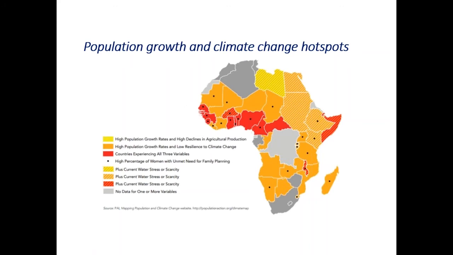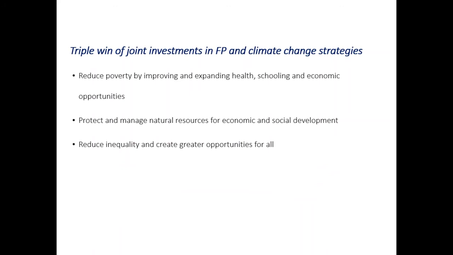This particular slide is showing you the stress, the population growth, and the connection between population growth and climate change in Africa, and we're calling this the climate change hotspot. As you can see, most of the countries are affected. In yellow, you have countries that have high population growth rates and high decline in agricultural production. In orange, you have high population growth rates and low resilience to climate change. And in red, you have the countries experiencing all three variables. And then you have countries that also, in addition, suffer water stress or scarcity on top of the three variables above.